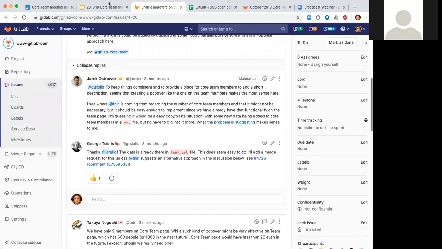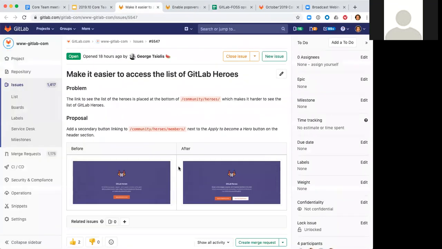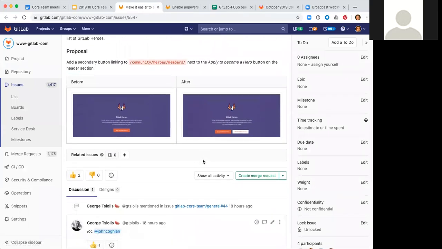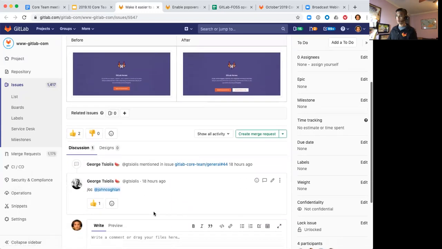Yes. And the second one is about making the heroes page more visible. I just noticed that it was hard to get to the list of the heroes page. So simply adding a button on the header section could help people get to the heroes list faster. Not sure if you have any feedback on this. We could try this in another way, but I think this is the simplest change that could help. I'm guessing John's at another conference this week, but as long as he's okay with it, I'm sure you can just submit an MR.